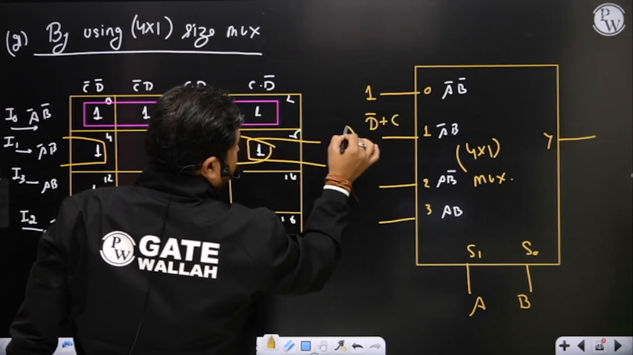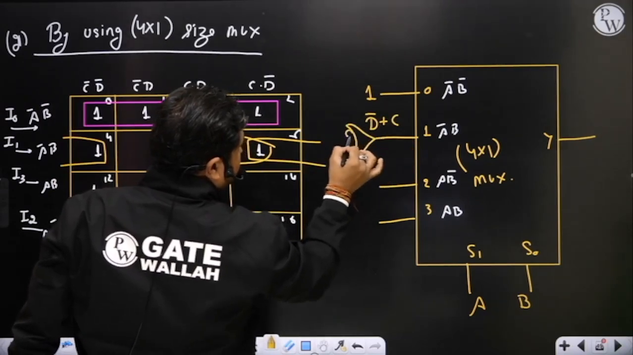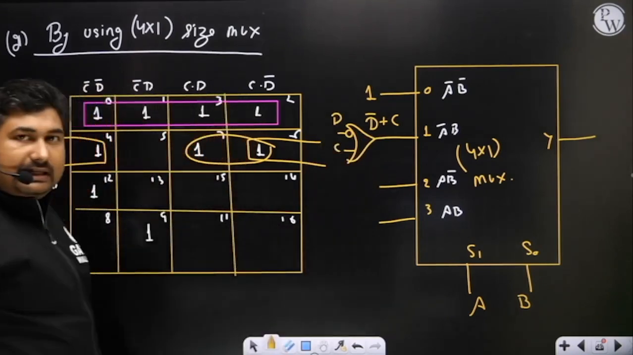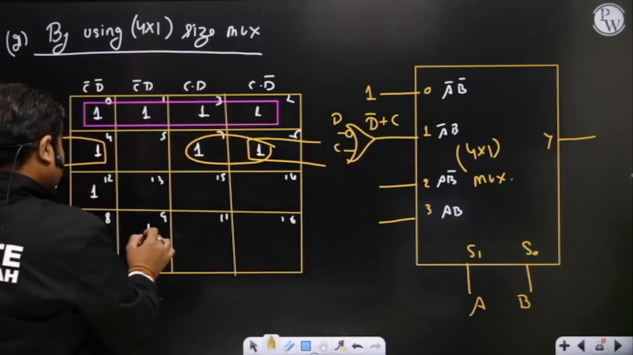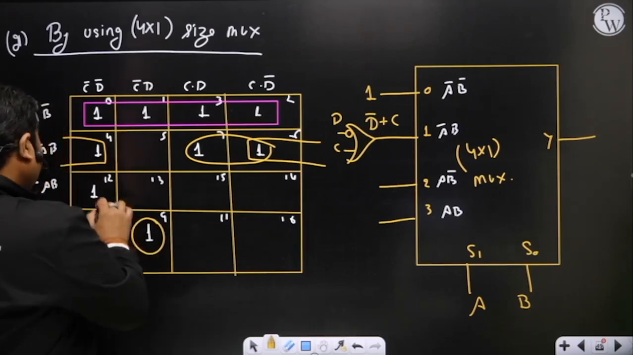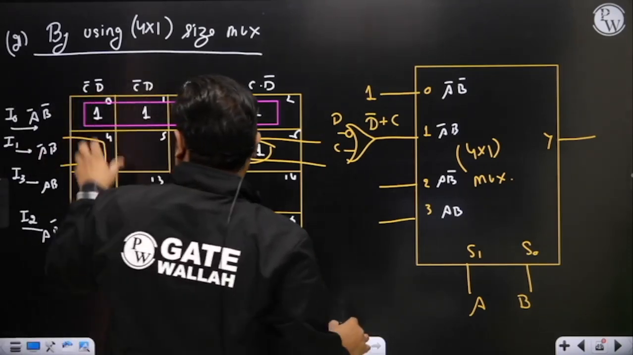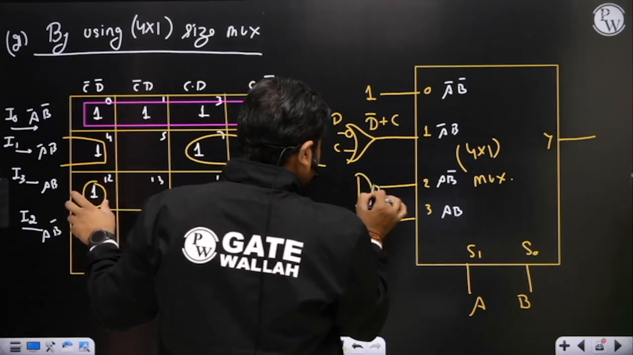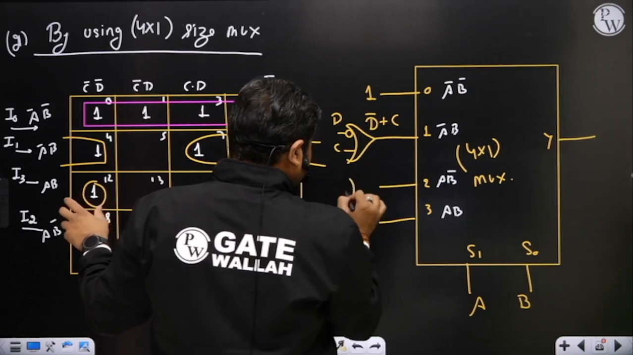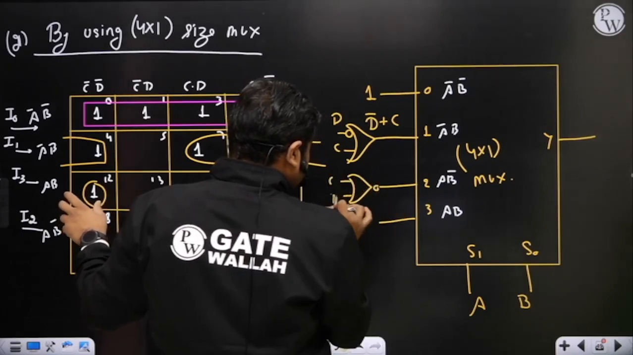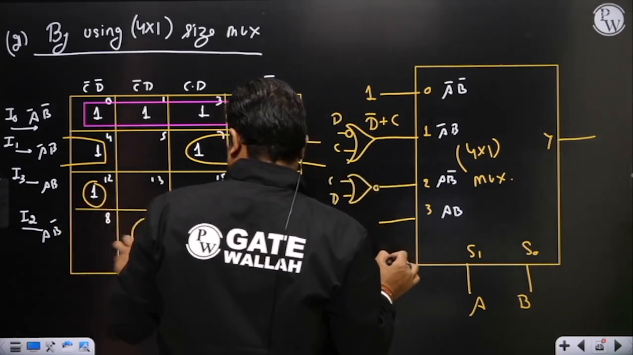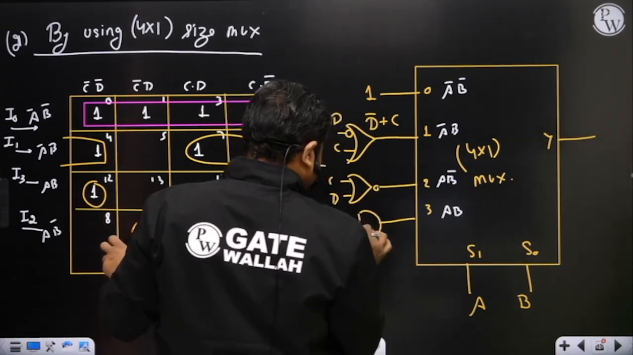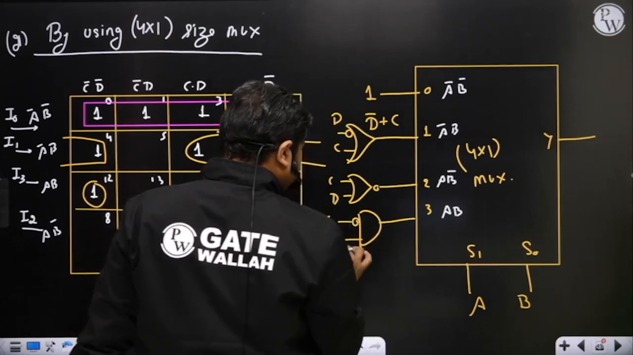That can be applied by using an OR gate with one bubble. So you can apply D, C. Now, come to this one. Sir, this is alone. So A B, C bar, D bar. C bar, D bar means you need to apply one NOR gate. This is CD. And you can apply C bar D, which means an AND gate with a bubble.